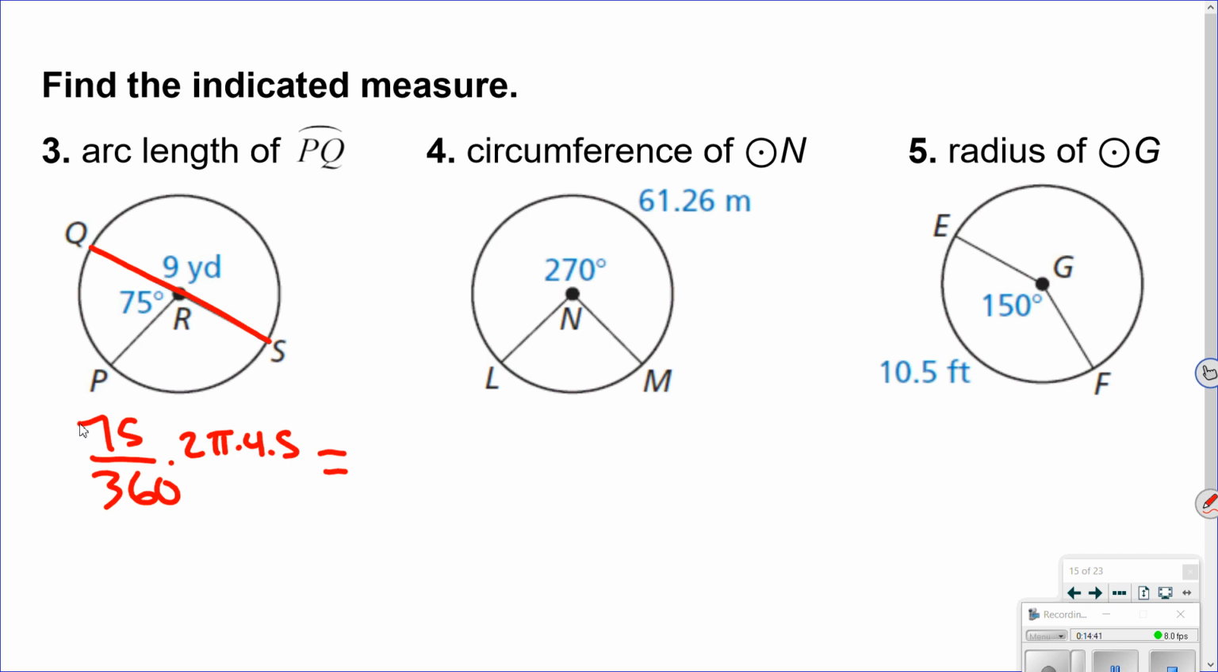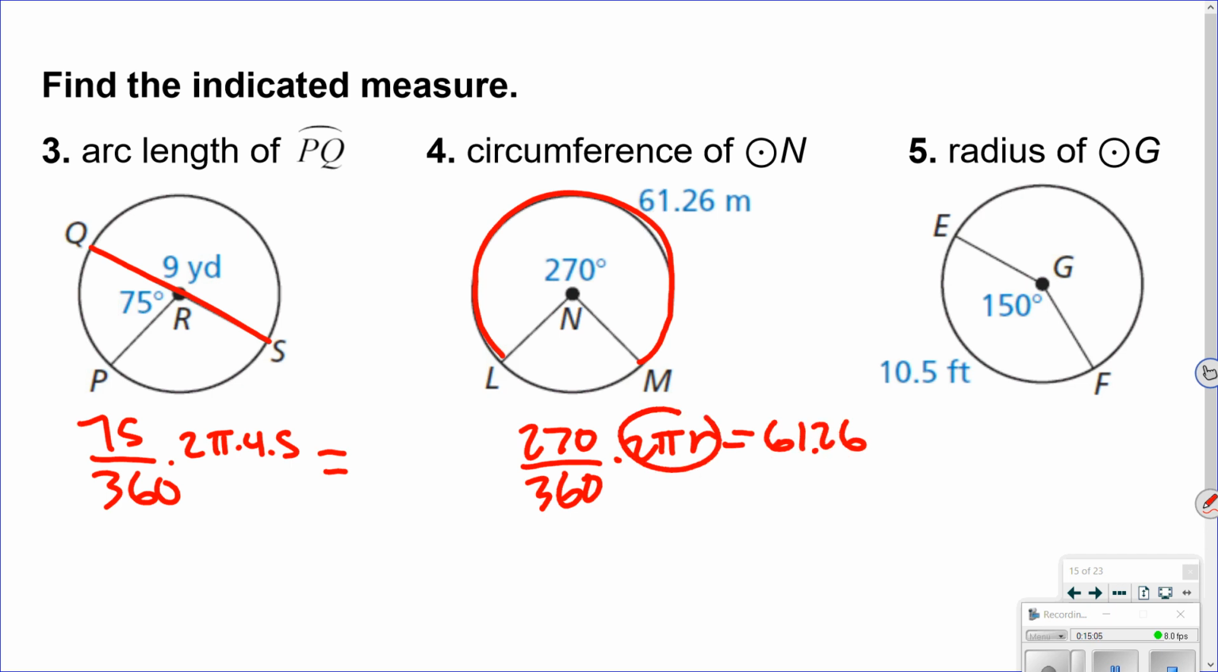So for number 4, you're trying to find the circumference of circle N. It tells me this arc is 61.26, so we know 270 over 360 times 2 pi r has to equal 61.26. Okay, this is just a circumference. That's what we're trying to find right there.